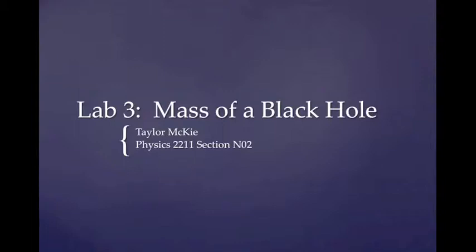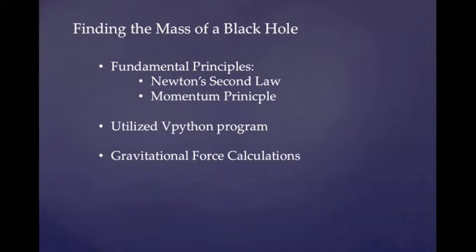In Lab 3, the objective is to find the mass of a black hole given the mass of a star orbiting the black hole, the position data of the star and the black hole, and the time span. In order to find the mass, we'll utilize the program VPython and the fundamental principles of Newton's second law as well as the momentum principle.